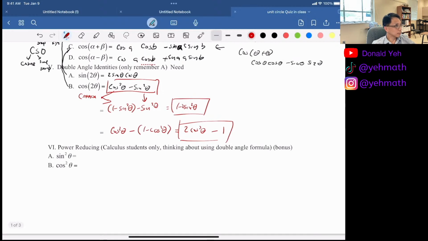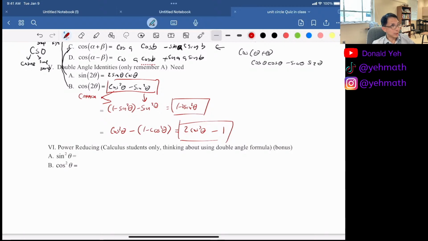Now, power reducing. In Cooper's class, they probably talk about half angle. I don't talk about half angle because I don't think it's used very often. I will talk about power reducing, however, because it helps you do the integral of sine square of theta. If you try to do that integral, there's no way you can do it with u substitution. You cannot change it into 1 minus cosine square.